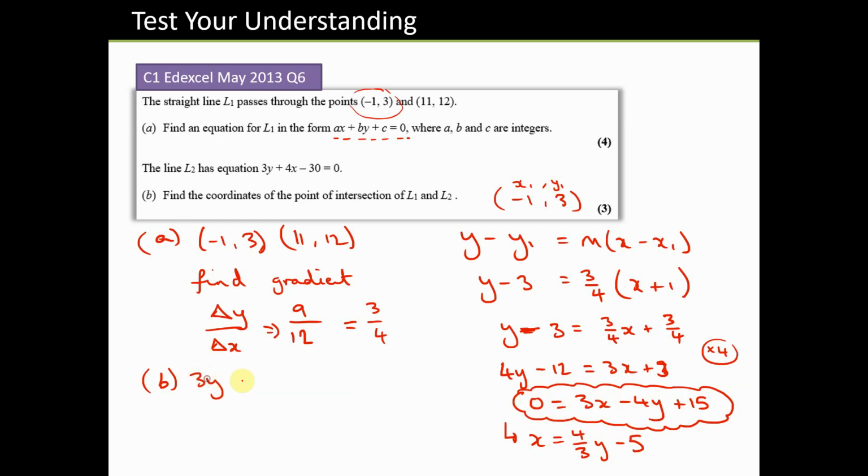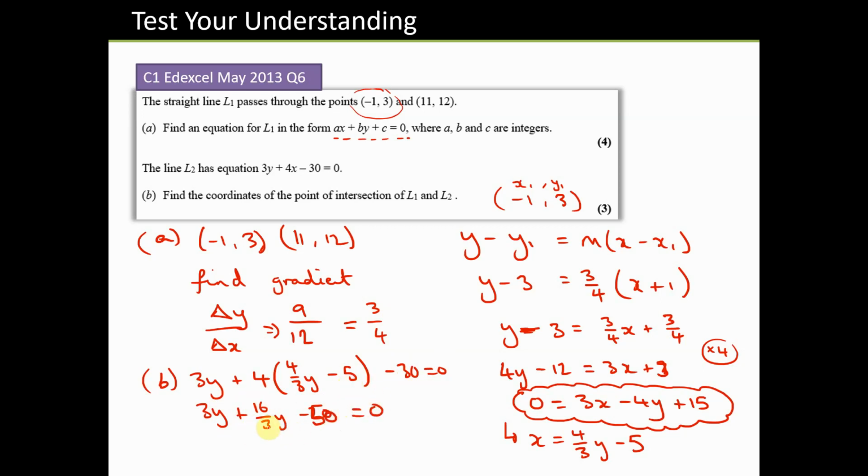So 3y plus 4 lots of 4 over 3y minus 5 minus 30 equals 0. So 3y plus, this would be 16 over 3y minus 20 minus 30, so I'm going to change that to minus 50 all in one go.